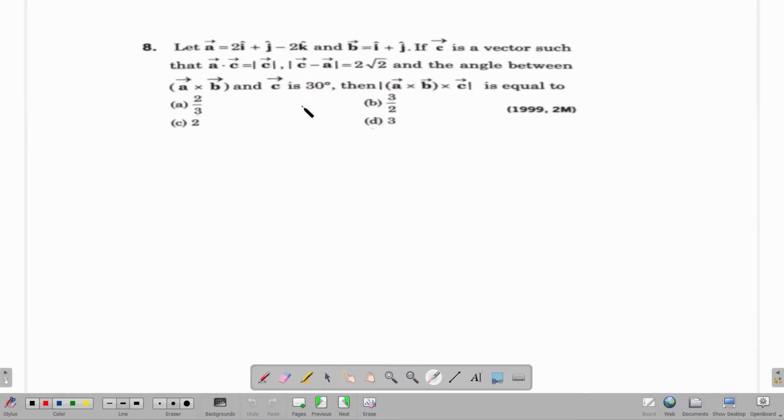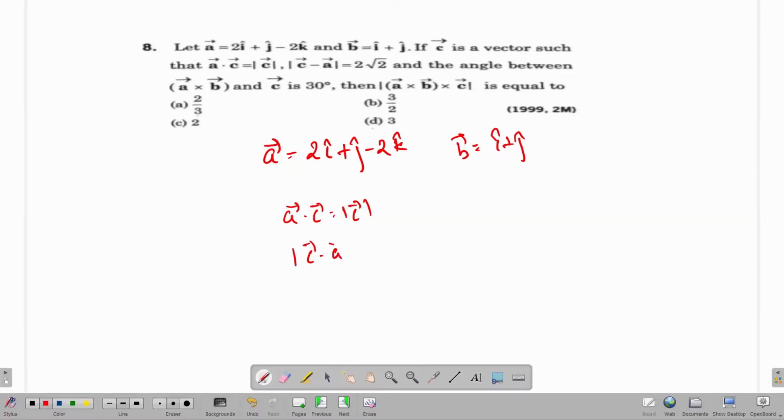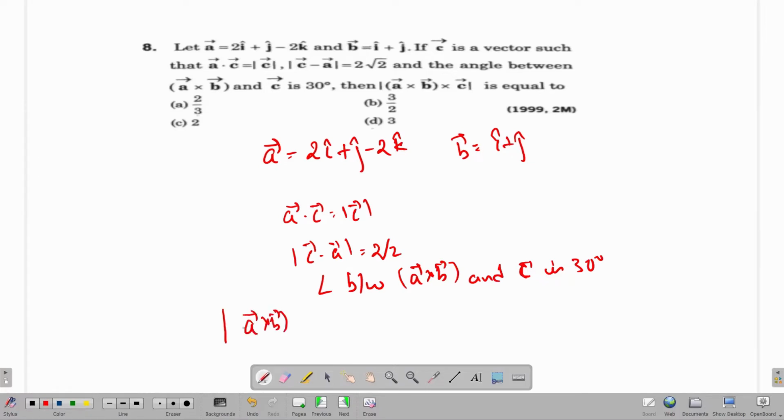So since angle is given to us between A cross B and C, first of all, we write all the given conditions. A is given to us 2i plus j minus 2k. B is here i plus j. And relation between A and C is given to us that A dot C is mod C. Further, C minus A whole mod is given to us 2 root 2. Further, one more thing is given to us, that is angle between A cross B and C is 30 degree. And what we have to find? We have to find A cross B cross C.